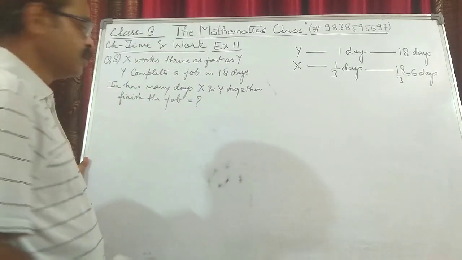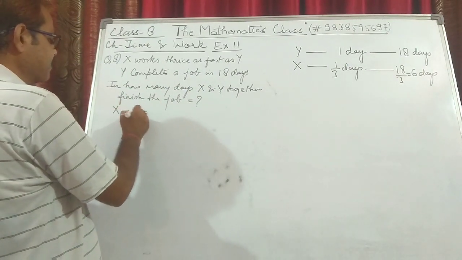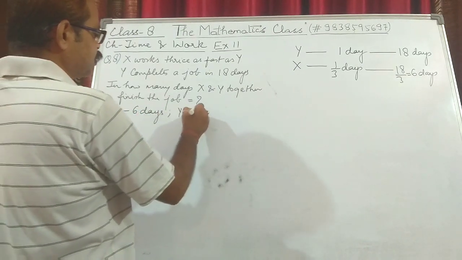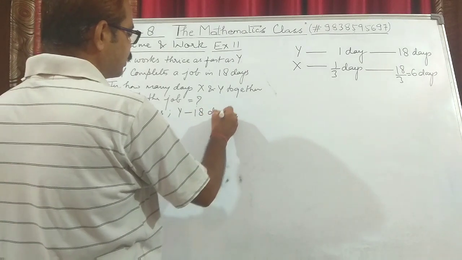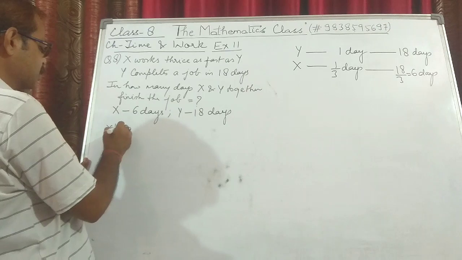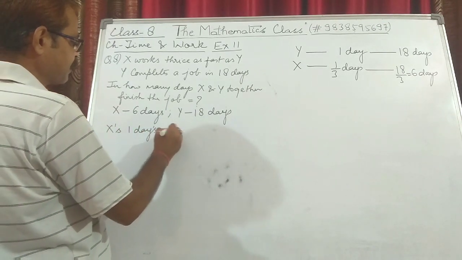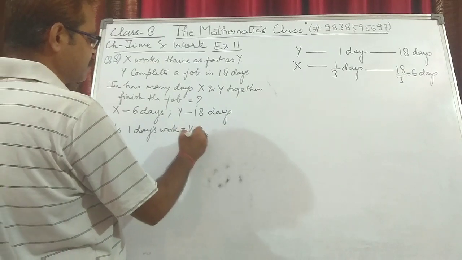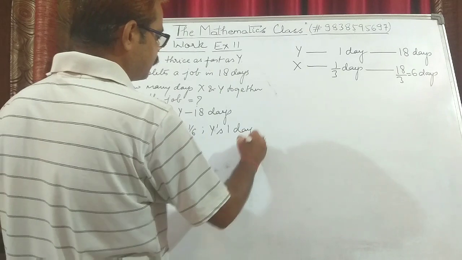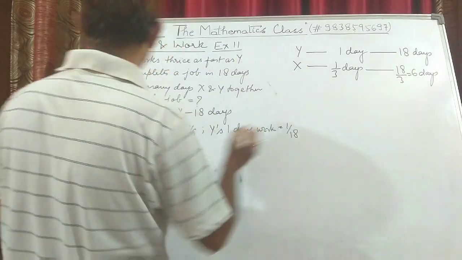Now we have to find in how many days X and Y together will do the work. So we know that X can finish a job in 6 days, whereas Y can finish a job in 18 days. So their 1 day's work will be: X's 1 day's work will be 1 upon 6, whereas Y's 1 day's work will be 1 upon 18.